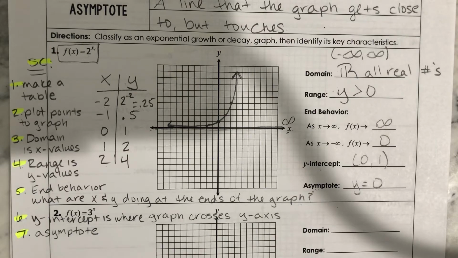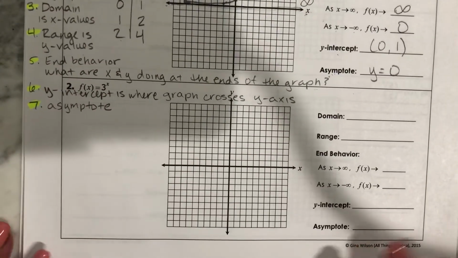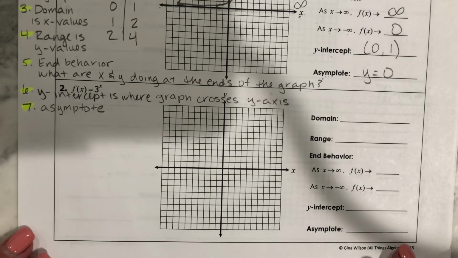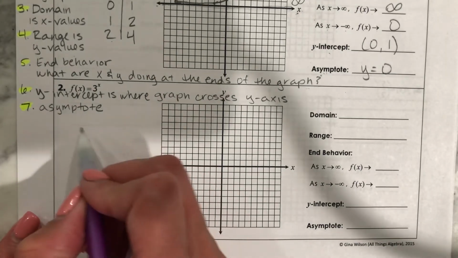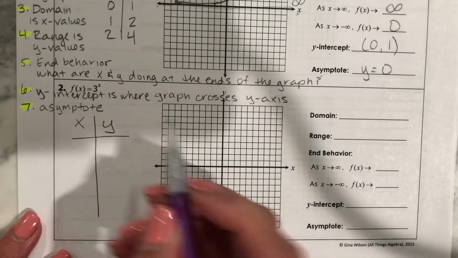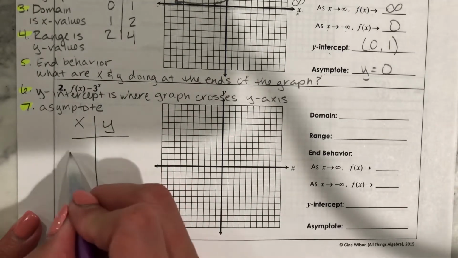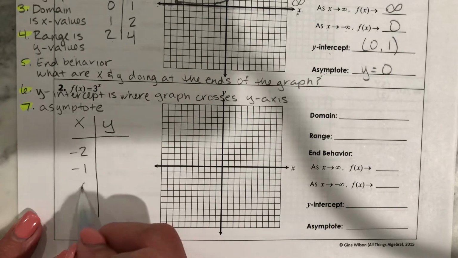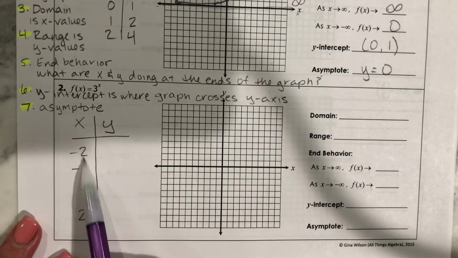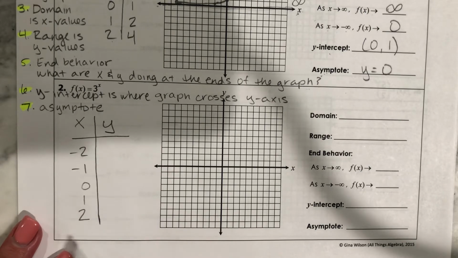Okay, let's try another one. So let's look at number 2 here. f of x equals 3 to the x. So I'm going to make my table. Step 1 in our success criteria is to make a table, and remember you're just picking any x values. I'm just going to keep them small around the origin, so that's why I picked those.